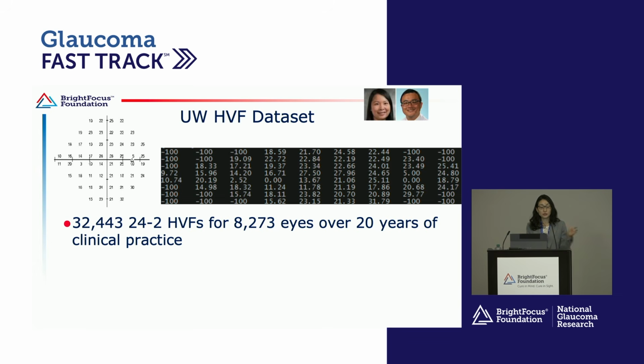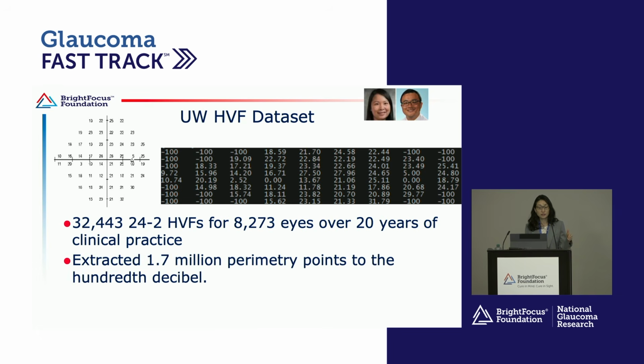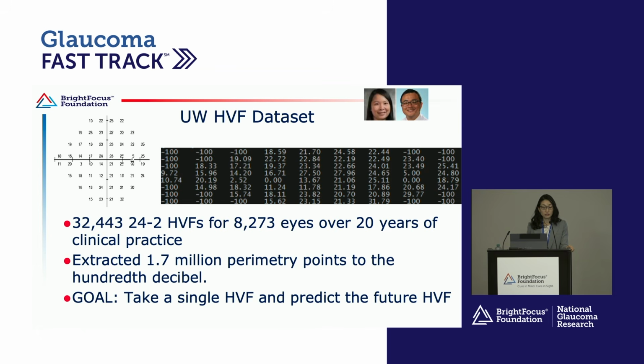And then we obtained about 32,000 visual fields, and from each visual field, we extracted all the perimetry points to the 100 decibels. So not just the numbers on the left side, but the numeric values, the raw data, on the right side. So we extracted about 1.7 million perimetry points. And again, the goal was to take a single Humphrey visual field and predict a future Humphrey visual field. The only inputs were demographic variables and a Humphrey visual field.